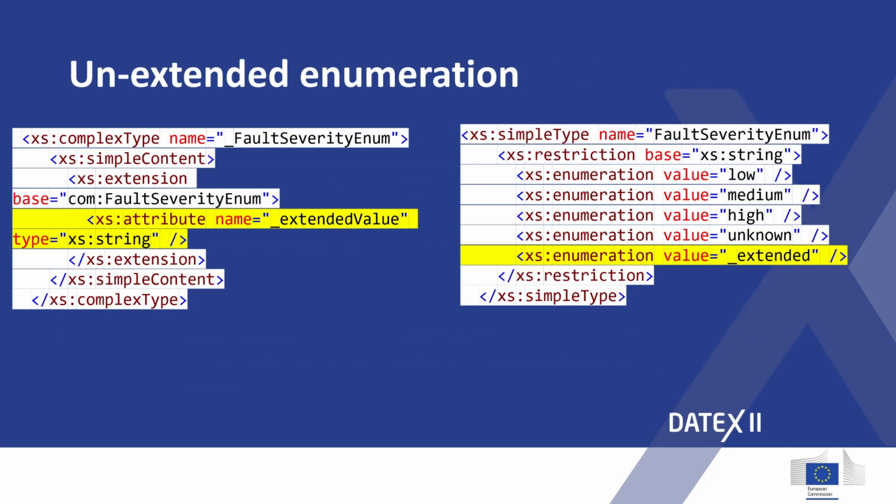And for enumeration, an unextended enumeration, which has been prepared for understanding extensions, has got an attribute underscore extended value of type string. So it can accept anything here. It's a string. And the enumeration literals, it has added one underscore extended.